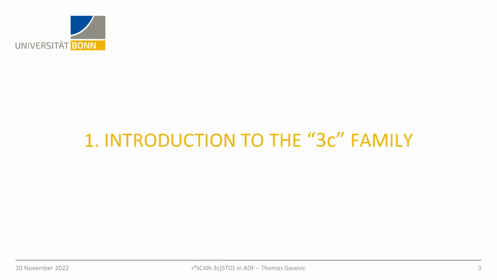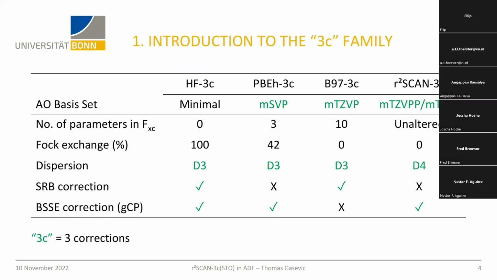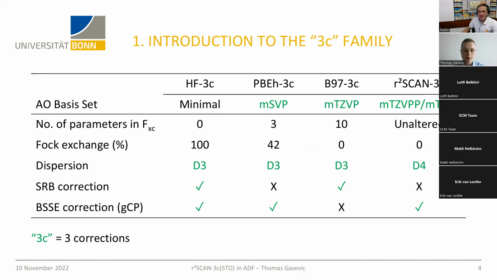All right, so the first thing right now is the introduction to the 3c family. In our working group, we developed several methods with this 3c tag, and the 3c basically just stands for three corrections. In this table, I marked every correction in green. The first method that was developed is Hartree-Fock-3c, so HF-3c. It's basically a simple Hartree-Fock calculation, which applies a minimal basis set, the D3 dispersion correction, a short range bond correction, as well as a basis set superposition error correction. In this case, it's the geometrical counterpoise correction, which is based on the Boys-Bernardi counterpoise correction.